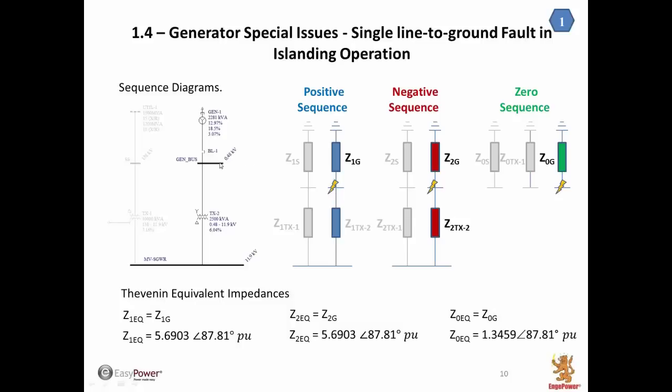We are going to simulate a line to ground fault on the generator bus where this is indicated, applying a short circuit on this bus. Because the utility is out of service, I have no contribution from the utility. So I just have contributions from the generator. In this situation, the Thevenin equivalent impedance on the generator bus is just the generator sequence impedance, for positive sequence, for negative sequence, and for zero sequence.